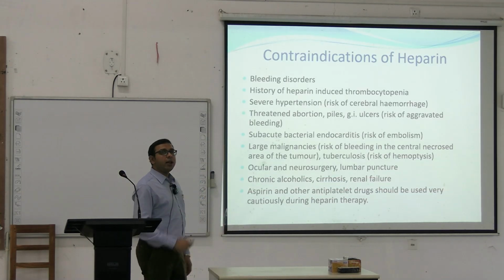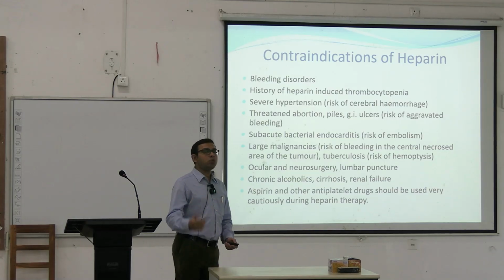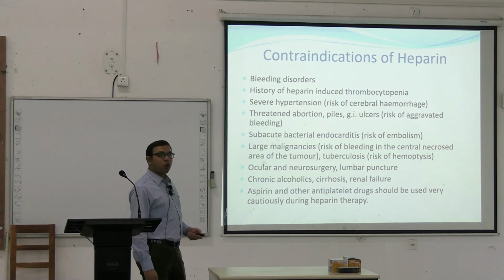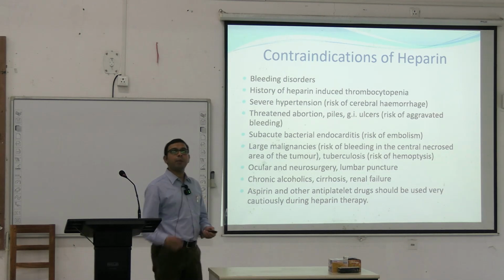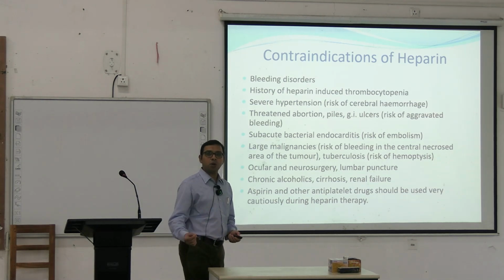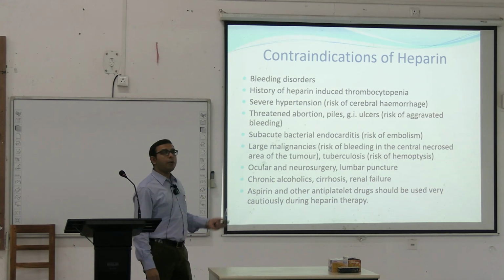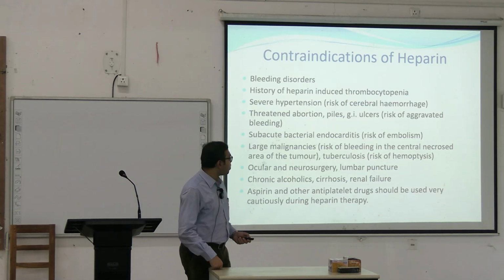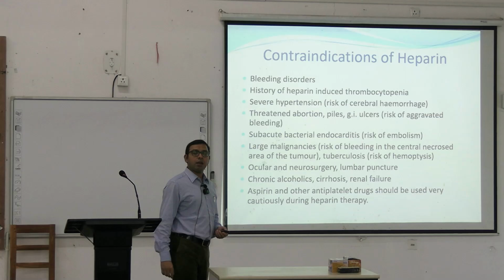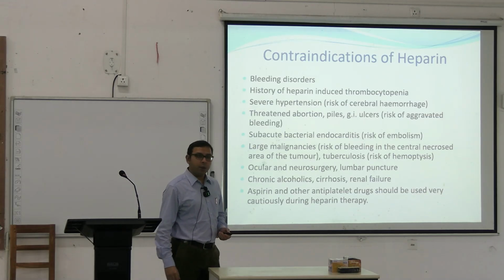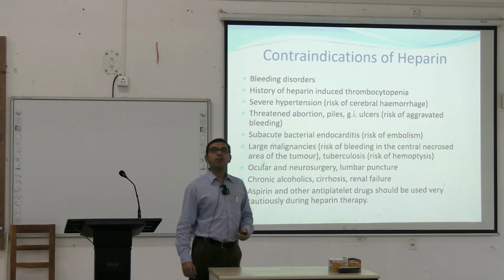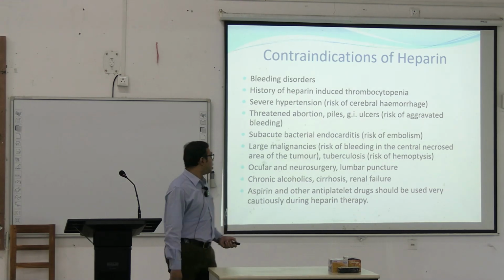So these are the contraindications of the heparin where we will not use the heparin, like bleeding disorders, history of the heparin induced thrombocytopenia. Bleeding disorders means, for example, hemophilia is a bleeding disorder, we will not use. History of the heparin induced thrombocytopenia, previously if there is history of the heparin induced thrombocytopenia. Severe hypertension because there is risk of the cerebral hemorrhage, threatened abortion, bleeding piles, gastrointestinal ulcer. In all these cases there will be risks of the further bleeding, more bleeding.